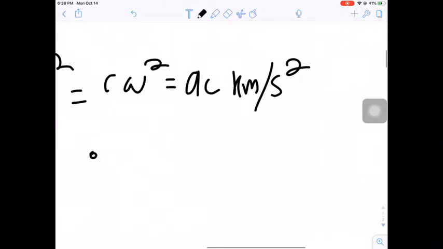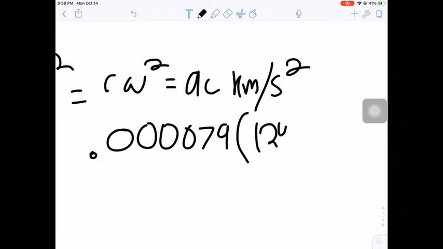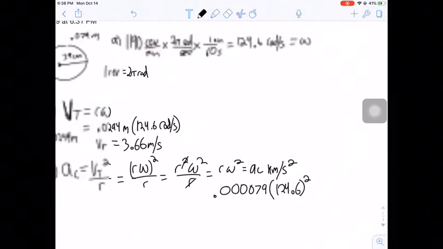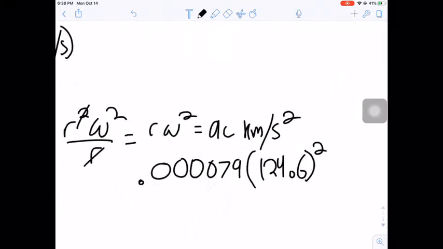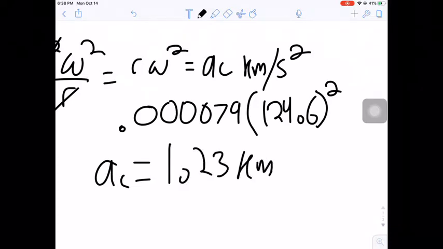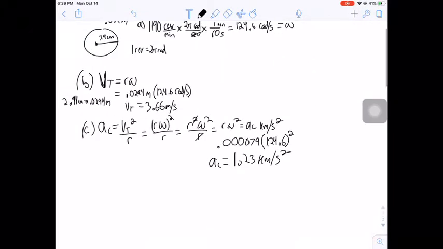After we convert r, we get 0.000079 kilometers times our angular speed squared, the one we found in part A. We just plug in there, and that gets us 1.23 kilometers per second squared for our centripetal acceleration.